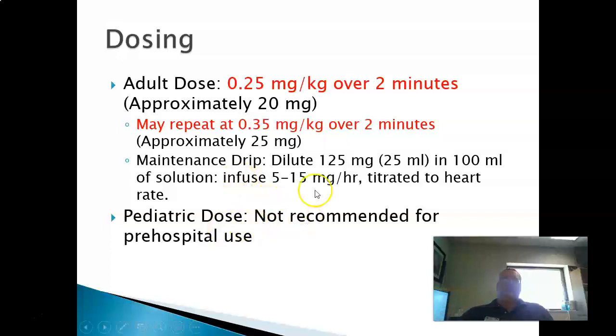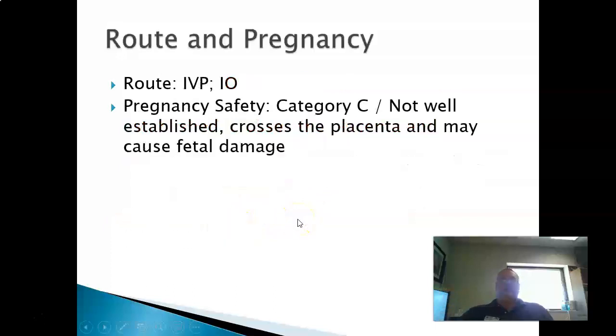And again, we usually don't use it for pediatric patients. Again, it's IV push or IO, and most of the time we give it IV push. And again, it can cross the placental barrier, so it can cause some problems with the fetus. So just be aware of that. But I have had some patients who were really pregnant and really having a problem, and I had to give the Cardizem in order to slow their heart rate down because they were in SVT. Kind of a freaky thing that happens.